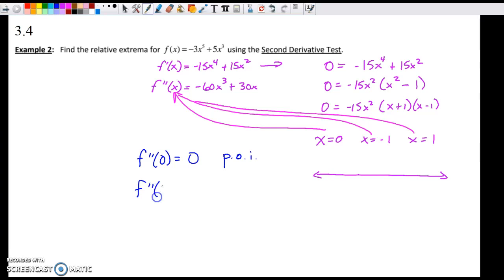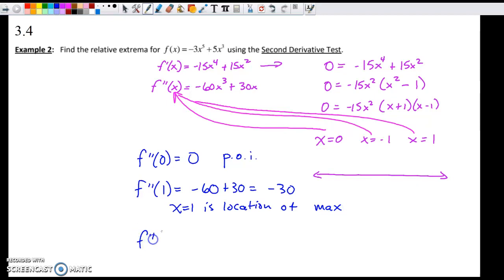How about f double prime of 1? Well, f double prime of 1, excuse me, would be negative 60 plus 30. So that'd be a negative 30. So that means that x equals 1 is the location of a, you guessed it, max.